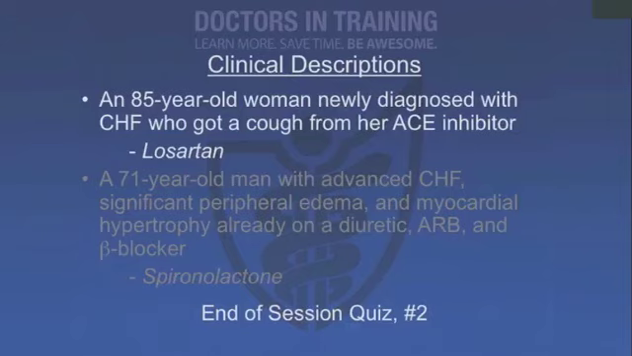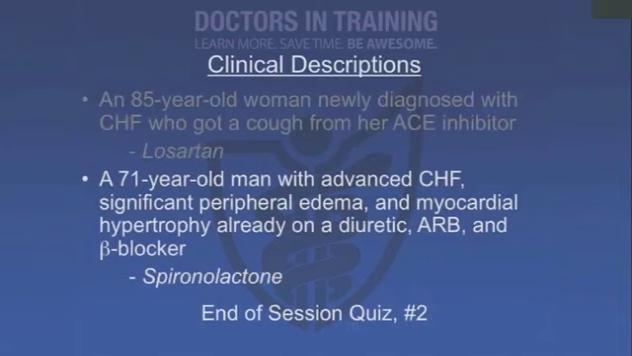And we only give you 4 choices though, so you have to fit these 4 choices in: metoprolol, spironolactone, digitalis, and losartan. So an 85-year-old woman newly diagnosed with CHF who got a cough from her ACE inhibitor. So we talked about this before. If you get a cough with an ACE, you pretty naturally will want to go to an ARB, and the example of an ARB that we have here is losartan.